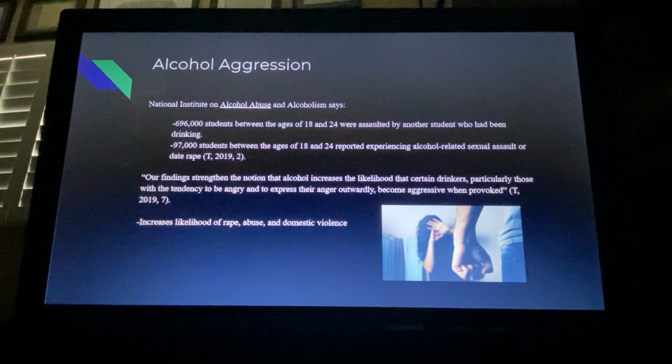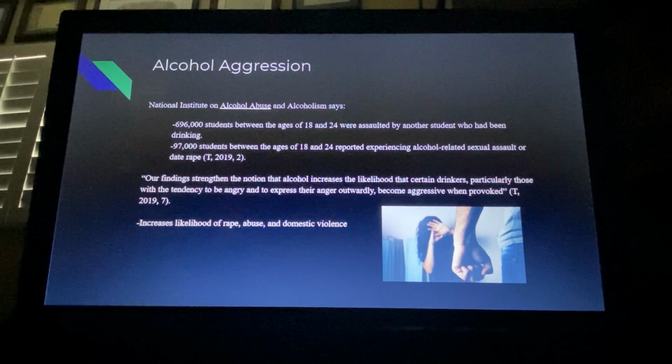Alcohol is also linked to aggression. The National Institute on Alcohol Abuse and Alcoholism says that 696,000 students between the ages of 18 and 24 were assaulted by another student who had been drinking, and 97,000 students between the ages of 18 and 24 reported alcohol-related sexual assault or date rape, which is really common, I feel like, especially on college campuses, since alcohol is so prevalent.